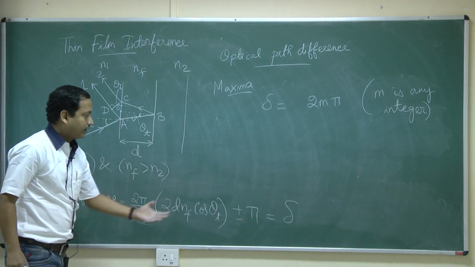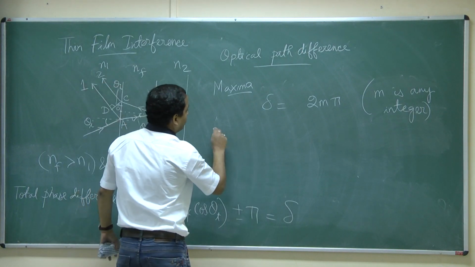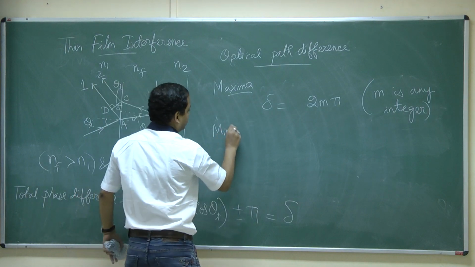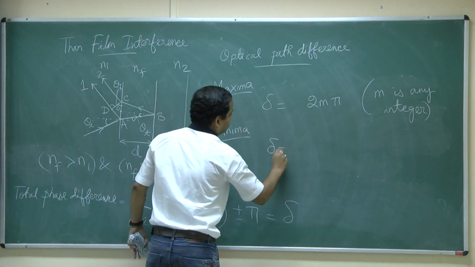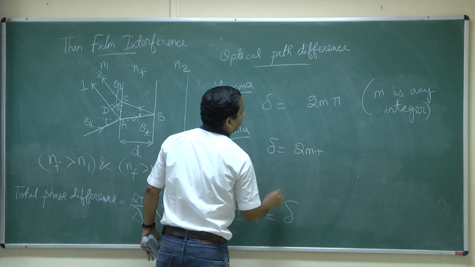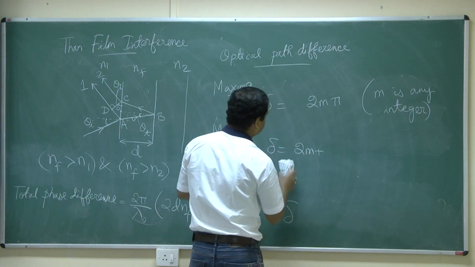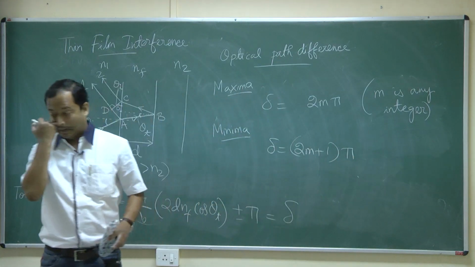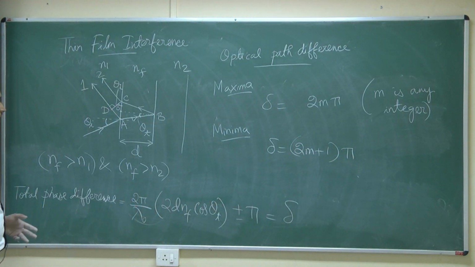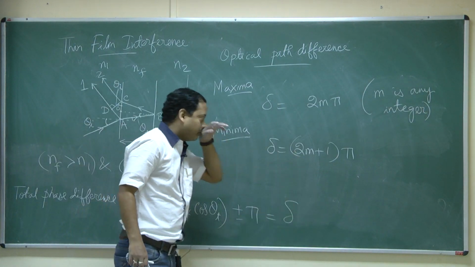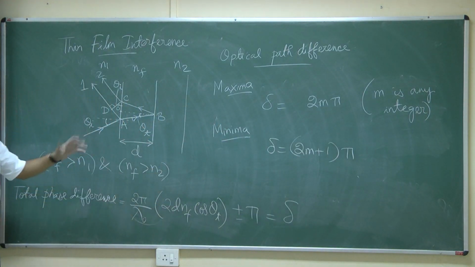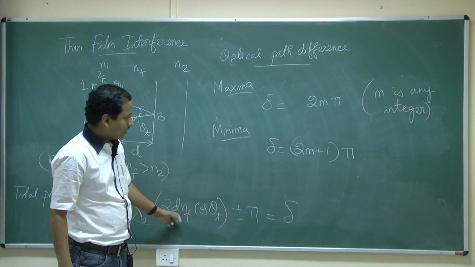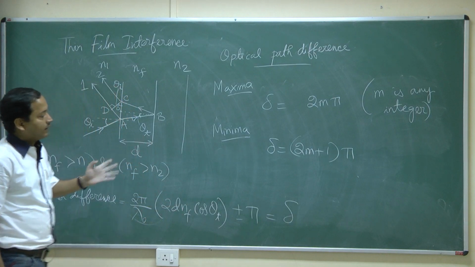The minima would be when they interfere destructively, which is the case when delta is an odd multiple of pi. Again, m is any integer here. I am just writing m, but it can be n also, anything. So that is the condition. You just have to fit in, and of course one can solve and get the condition for this. So that is how we can understand it.